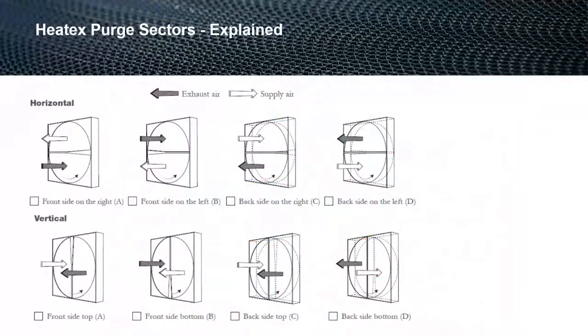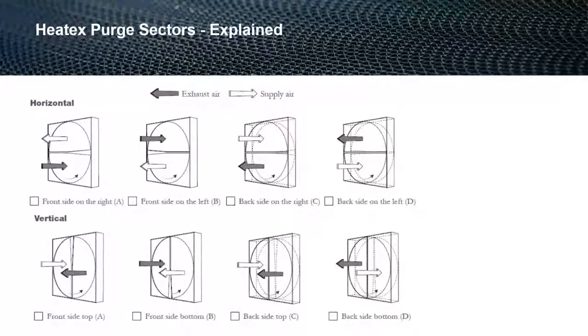So here we take a brief look at the purge sectors. On the top 4 pictures here, you can see that these are horizontal units. This would be a typical configuration like we've seen already, where the supply air and exhaust air would be on opposing decks. And here you can see that the airflow is signified by the correct colored arrows, and you see the different orientation of the purge sectors.